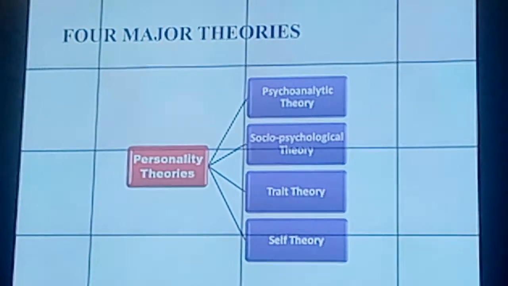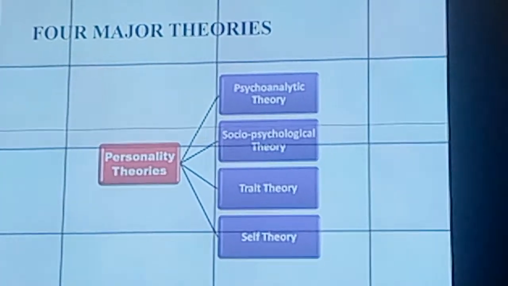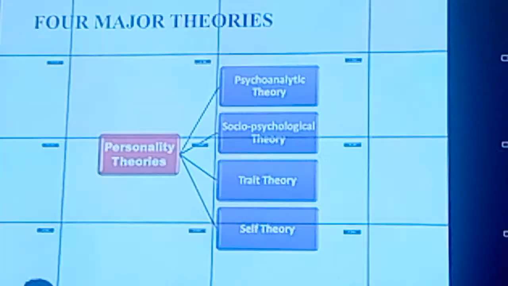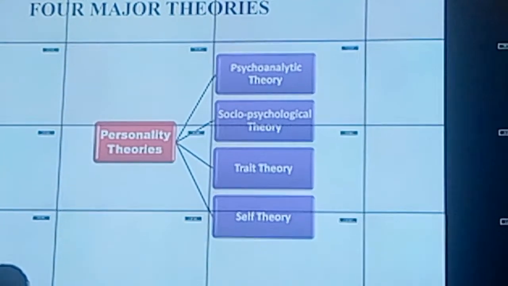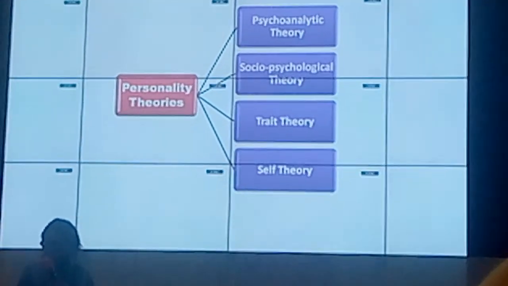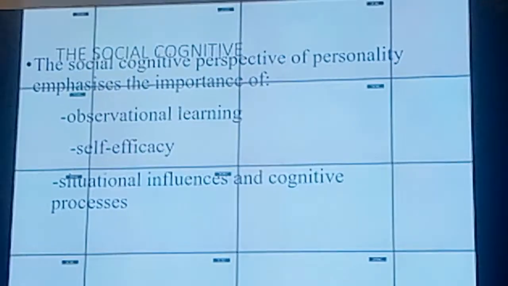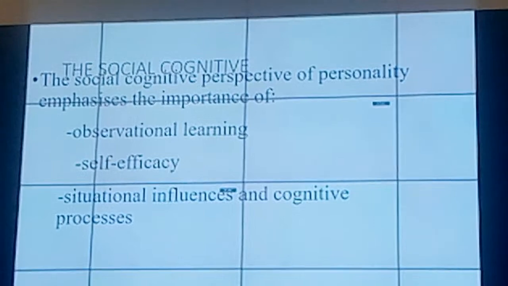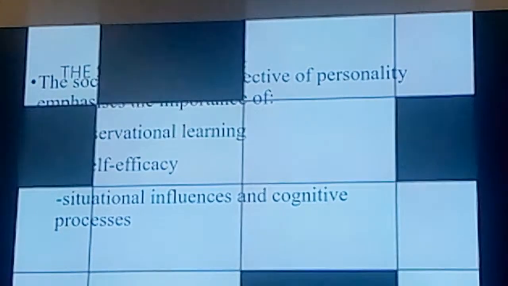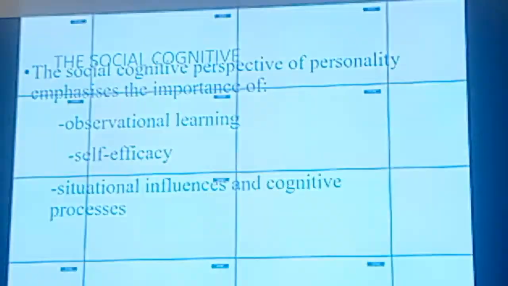Major theories, like the psychoanalytic one which we've been talking about. The defense mechanism falls under what? Psychoanalytic theory. That was proposed by who? By Sigmund Freud. Then we have social psychology theory, we have trait theory, we have self-theory. So the social cognitive theory was by what? By Albert Bandura. The social cognitive perspective of personality emphasizes the importance of observational learning and self-efficacy, wherever you trust yourself, and the situational influences and cognitive processes.